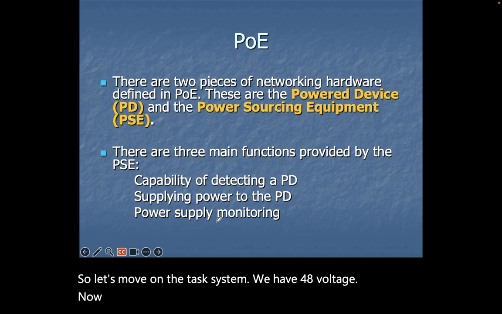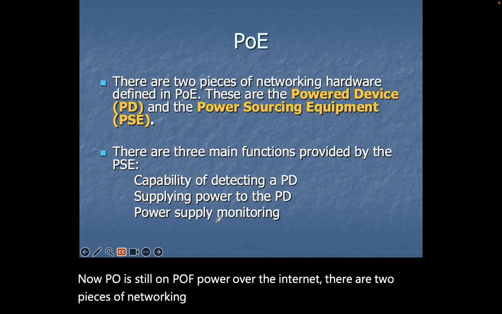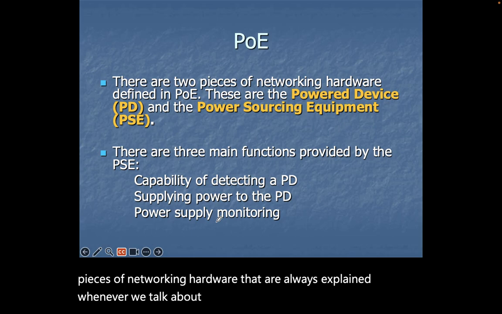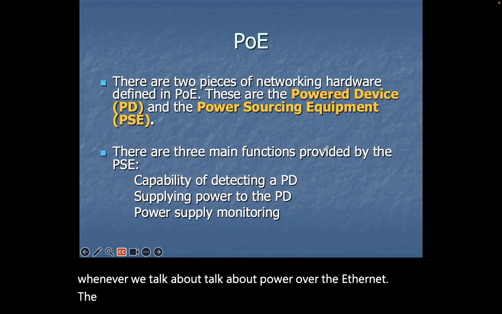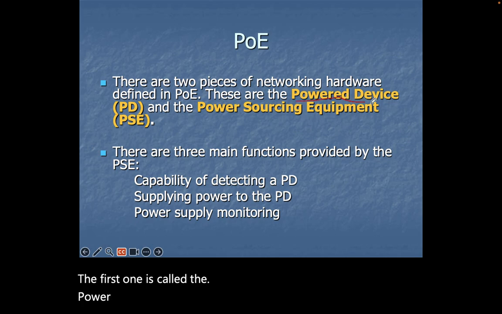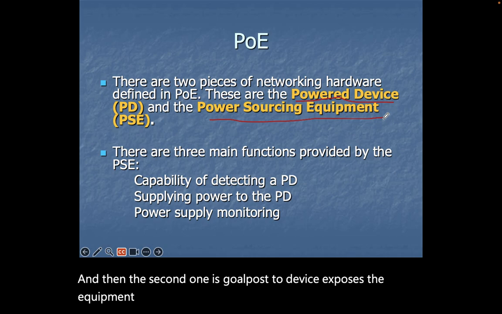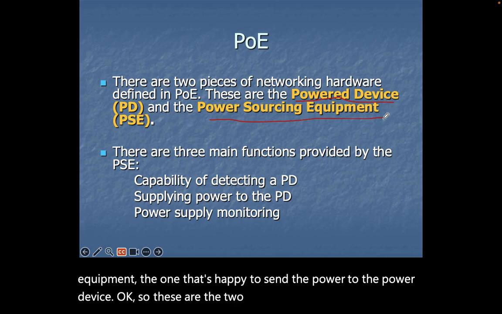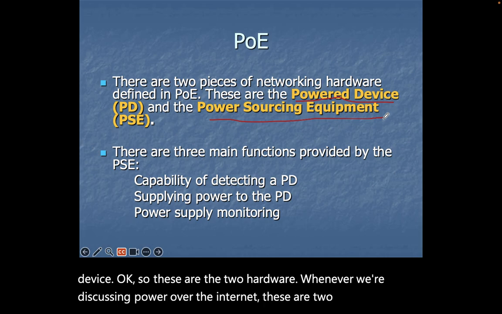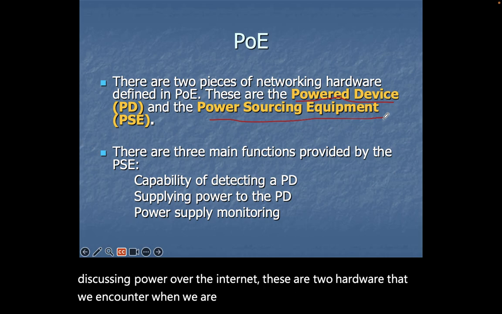Now, still on PoE, power over the Ethernet, there are two pieces of networking hardware that are always explained whenever we talk about it. The first one is called the powered device, the one you send the electrical power to. The second is called the power source equipment, the one that helps to send the power to the powered device.